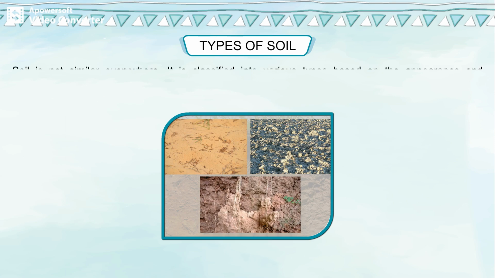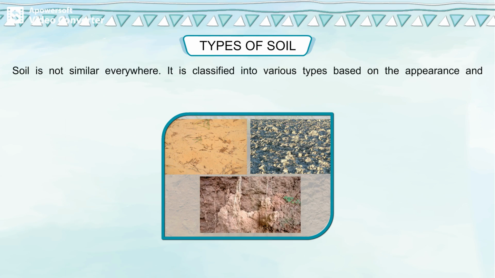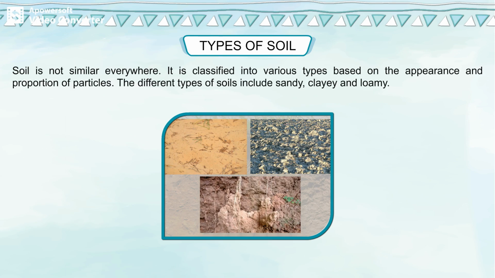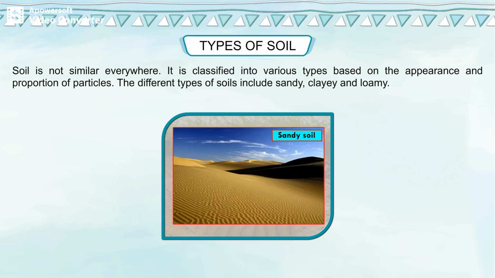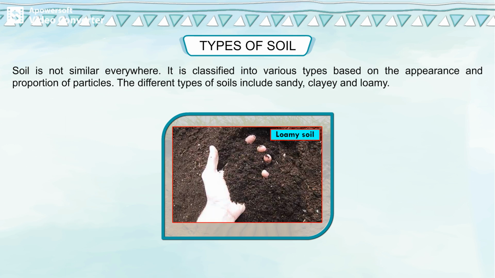Types of soil. Soil is not similar everywhere. It is classified into various types based on the appearance and proportion of particles. The different types of soil include sandy, clay, and loamy.